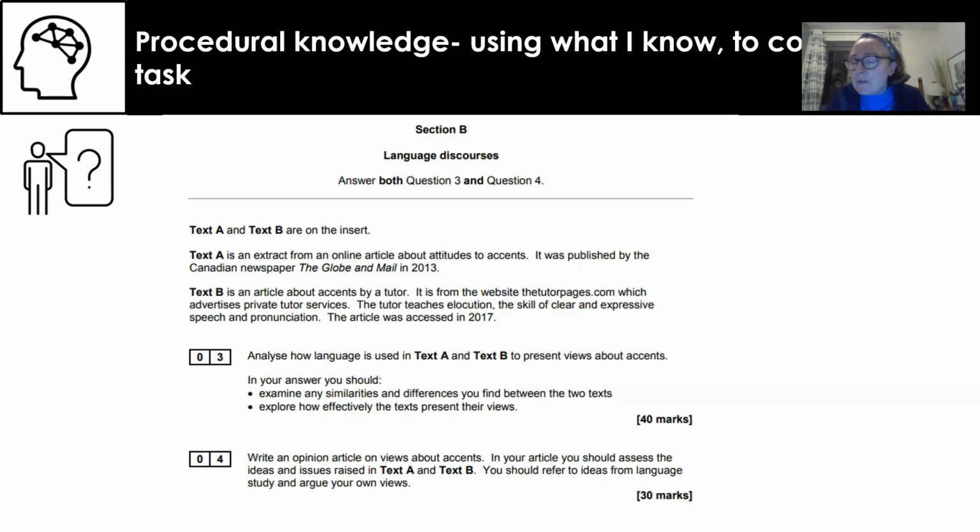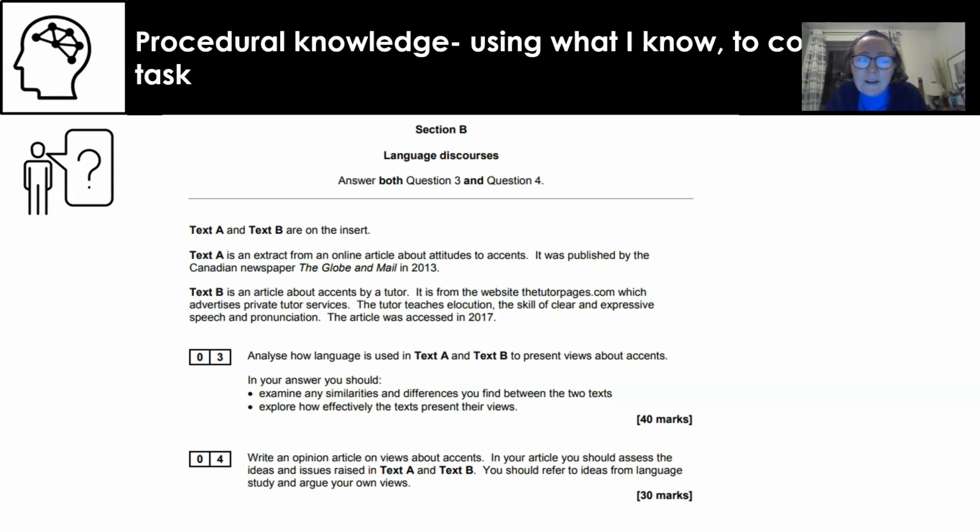I just want to clarify what you have access to and what you can use. So you have access to the question. Text A and B are on the insert, so you've also got access to the two texts. Text A is an extract from an online article about attitudes to accents. It was published by the Canadian newspaper The Globe and Mail in 2013. Text B is an article about accents by a tutor. It's from the website thetutorpages.com, which advertises private tutor services. The tutor teaches elocution, the skill of clear and expressive speech and pronunciation. The article was accessed in 2017.